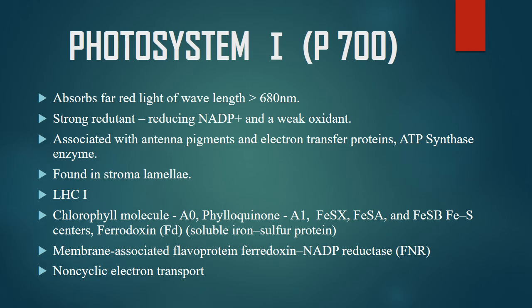Photosystem I produces a strong reductant that helps in reducing NADP plus, and it also produces a weak oxidant. Photosystem I contains a chlorophyll molecule A0 and a phylloquinone A1, which act as the electron carriers and help in carrying the electron to the NADP reductase.